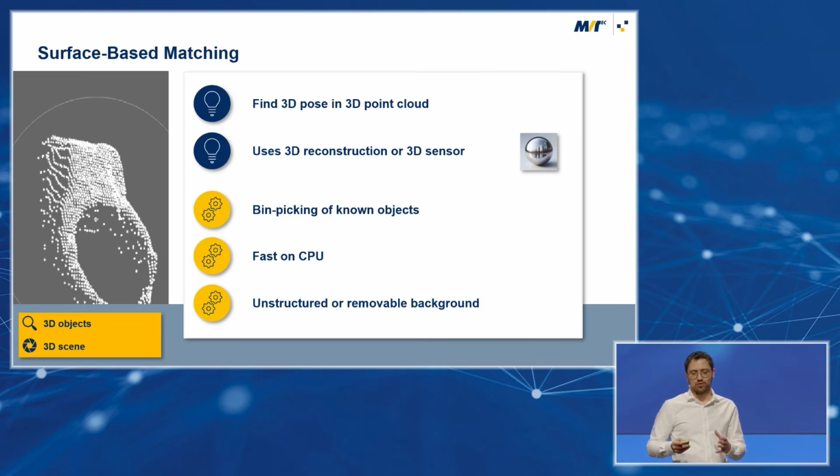Also, it can be a price point thing. A 3D sensor is not always cheap, especially if you need a high quality. Two cameras might be cheaper.